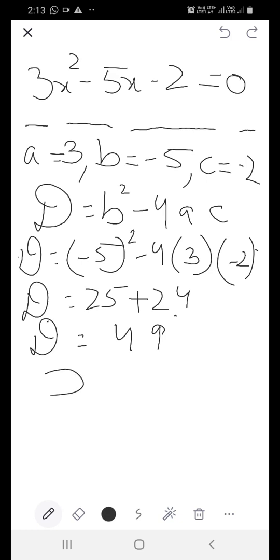So you will write discriminant is greater than 0, and for discriminant greater than 0, I told you the nature of the root will be what? Real and unequal.